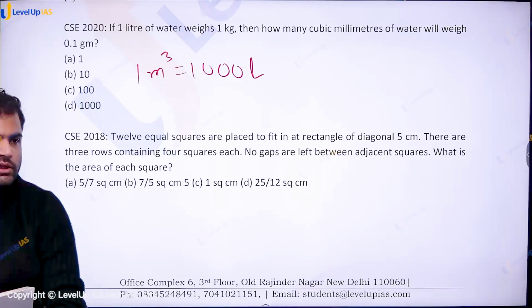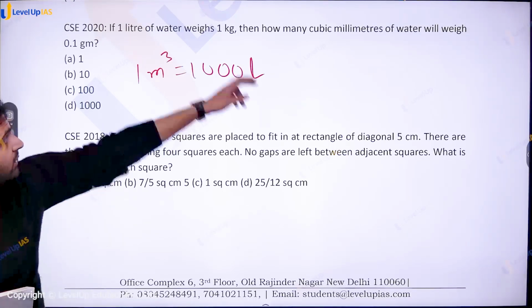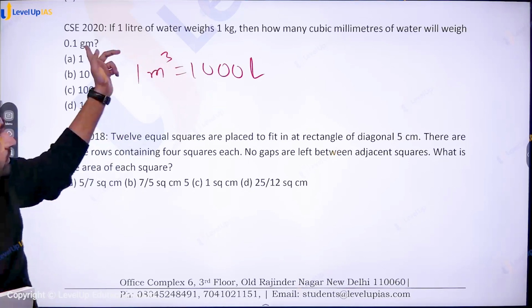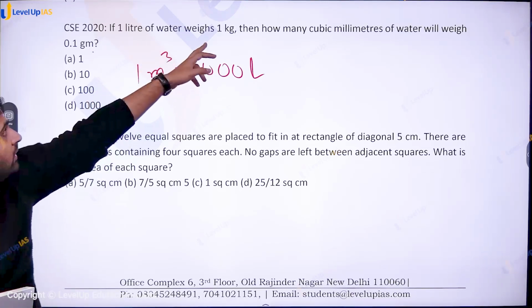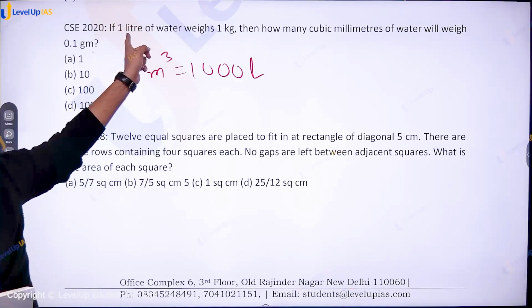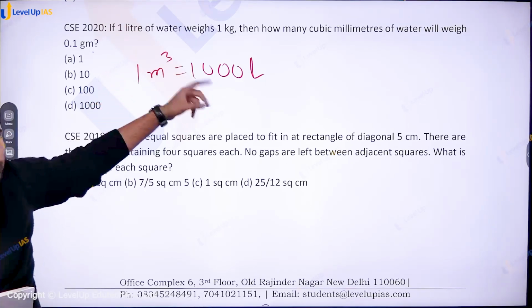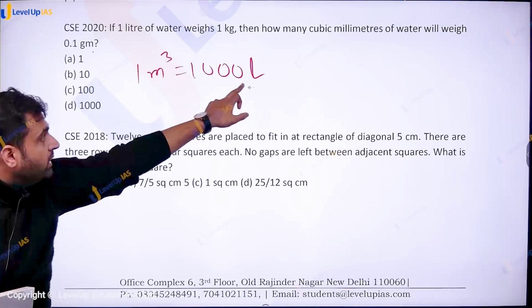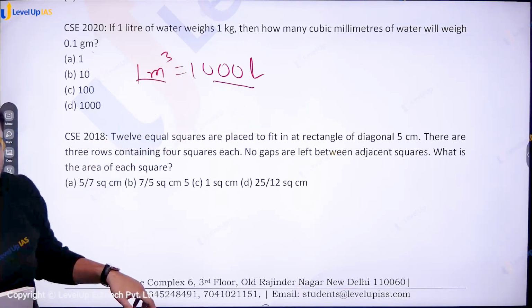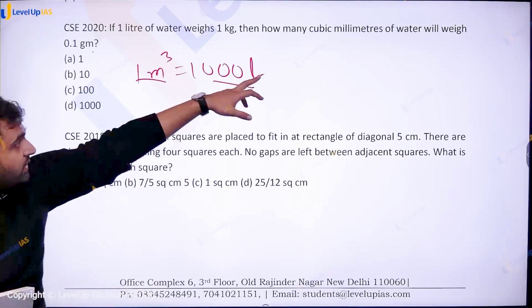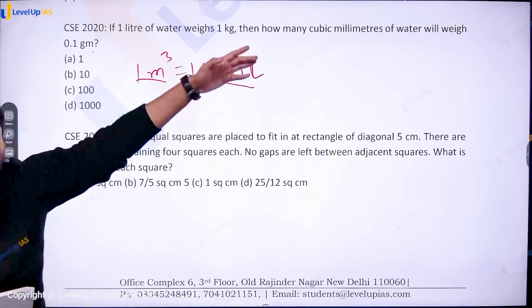Didn't understand? From this kilogram you can go to gram, 0.1 gram, and from this kilogram you are given liters, so from gram you can come to liters. Now I gave you a hint from liters to meter cube, and the question is millimeter cube. From meter cube you have to go to millimeter cube.